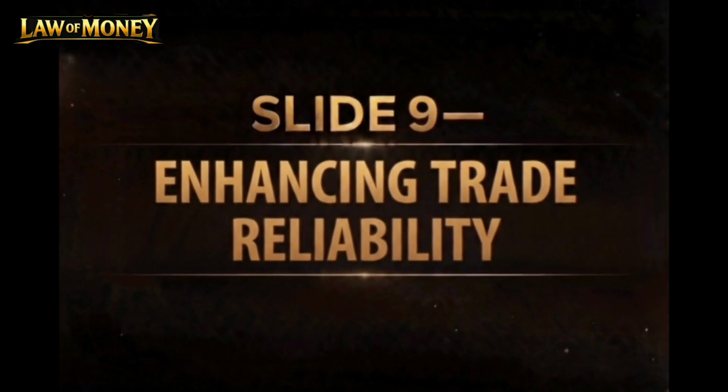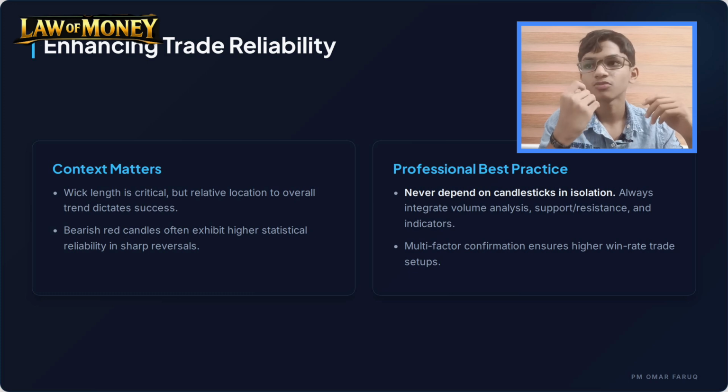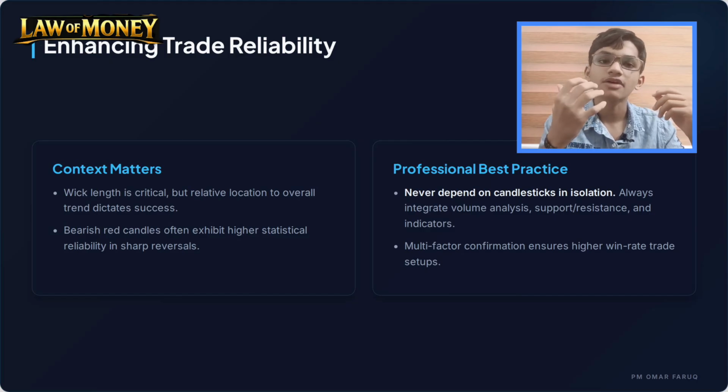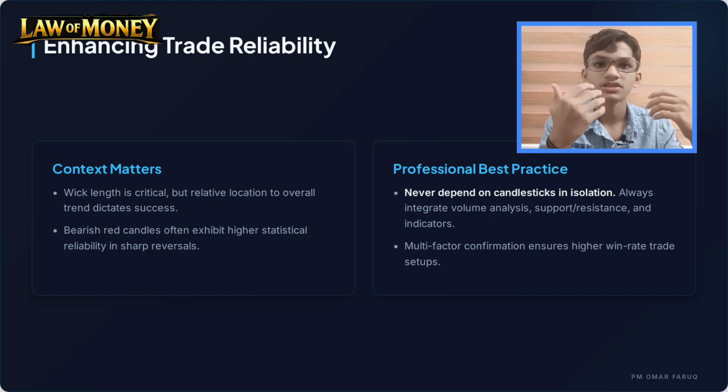Enhancing trade reliability. This is where candlestick analysis becomes much more powerful. Never depend on a candlestick pattern in isolation. Combine candle analysis with the trend, market structure, support and resistance, volume and other relevant indicators. Suppose you find a hammer near a major support level after a significant decline. That's more interesting than finding a hammer randomly in the middle of a sideways market. Similarly, a shooting star near major resistance can deserve more attention than one appearing without any clear structural significance.